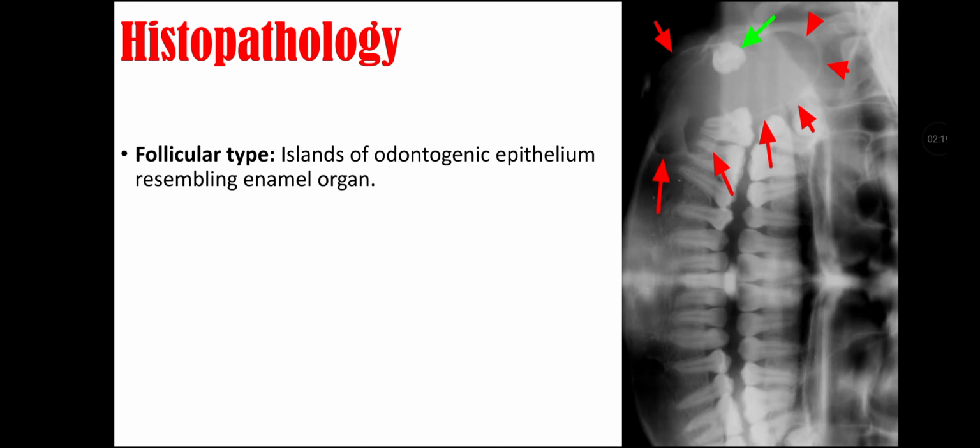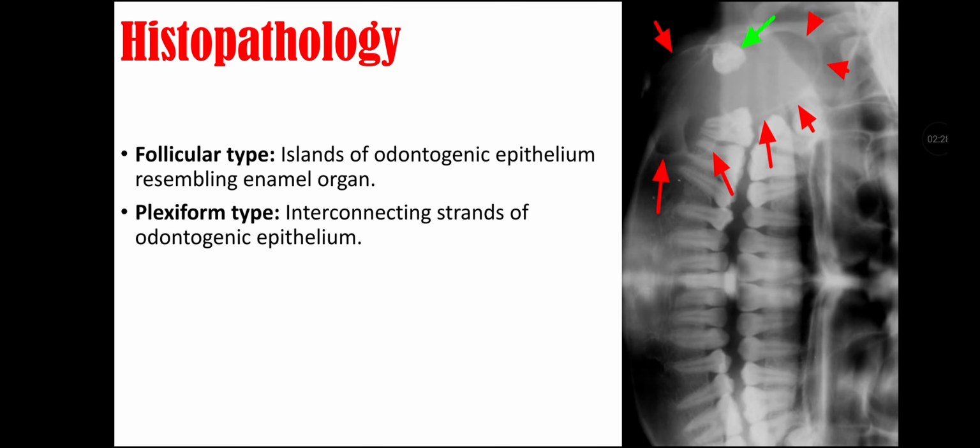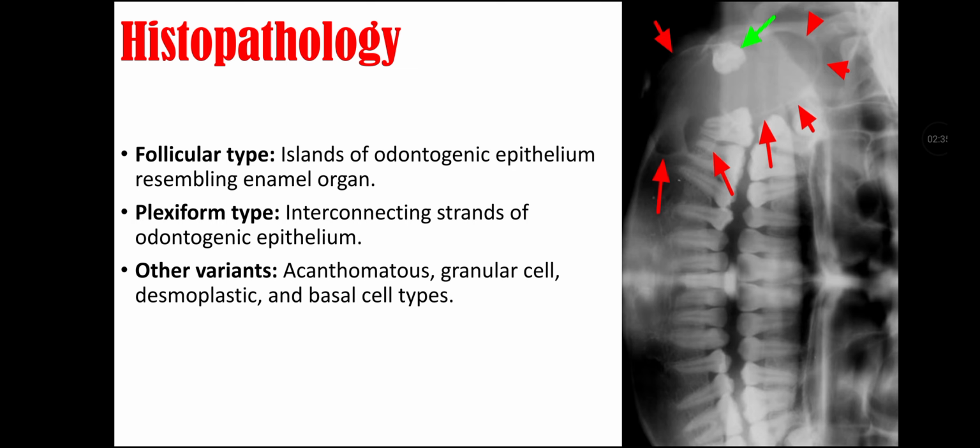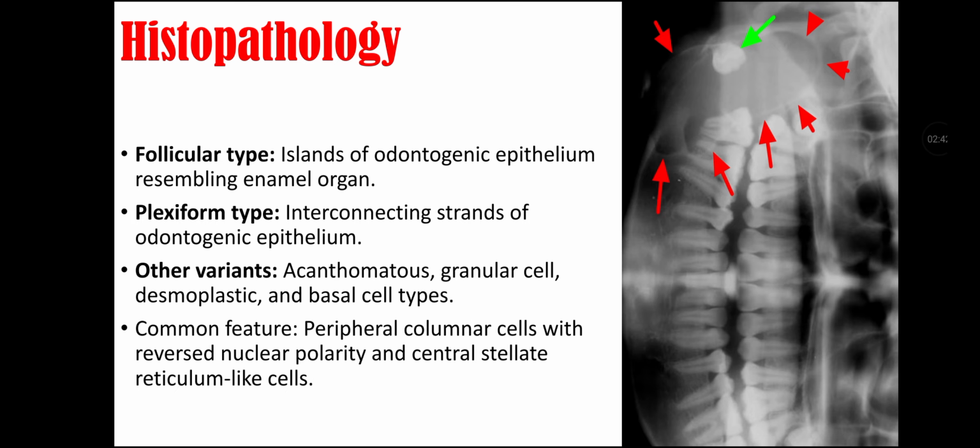Histopathology of ameloblastoma. First is the follicular type of ameloblastoma, in which there are islands of odontogenic epithelium that resemble enamel organ. Second, there is the plexiform type, in which there are interconnecting strands of odontogenic epithelium. Third are other variants that include acanthomatous, granular cell, desmoplastic, and basal cell types. Common features of ameloblastoma include peripheral columnar cells with reverse nuclear polarity and central stellate reticulum-like cells.